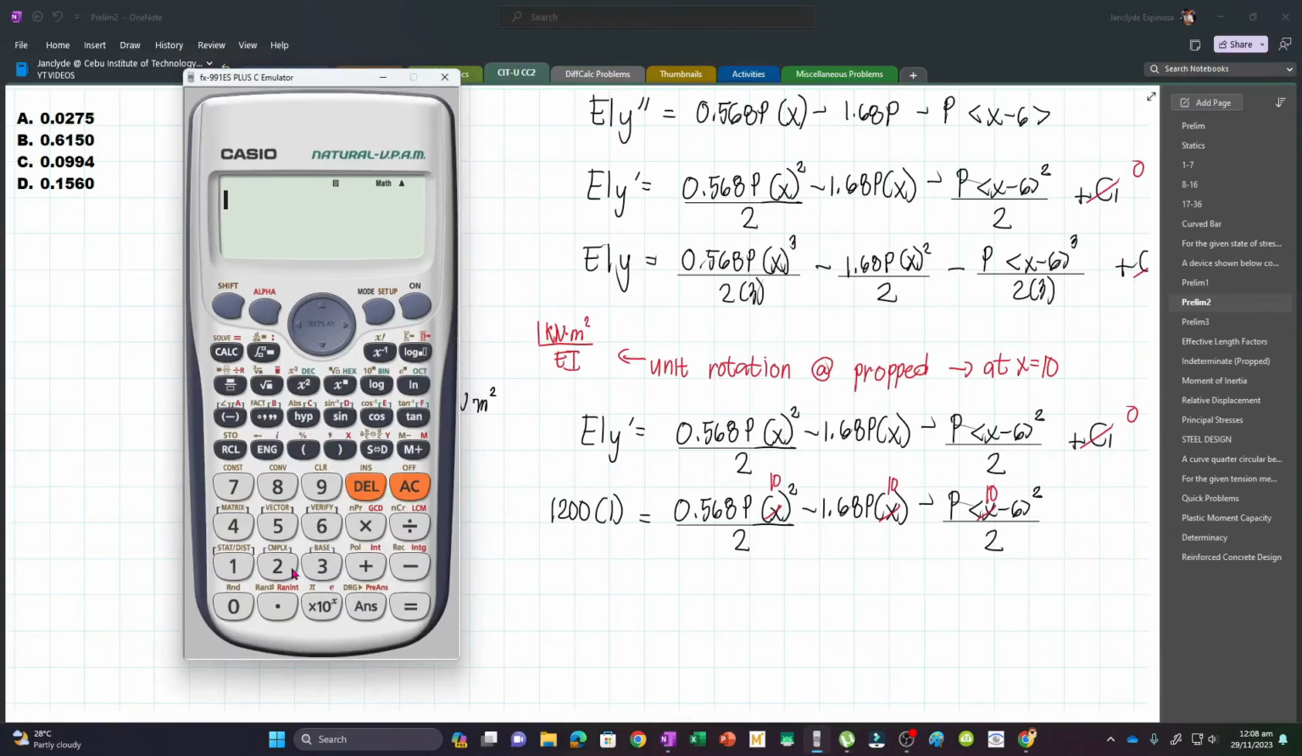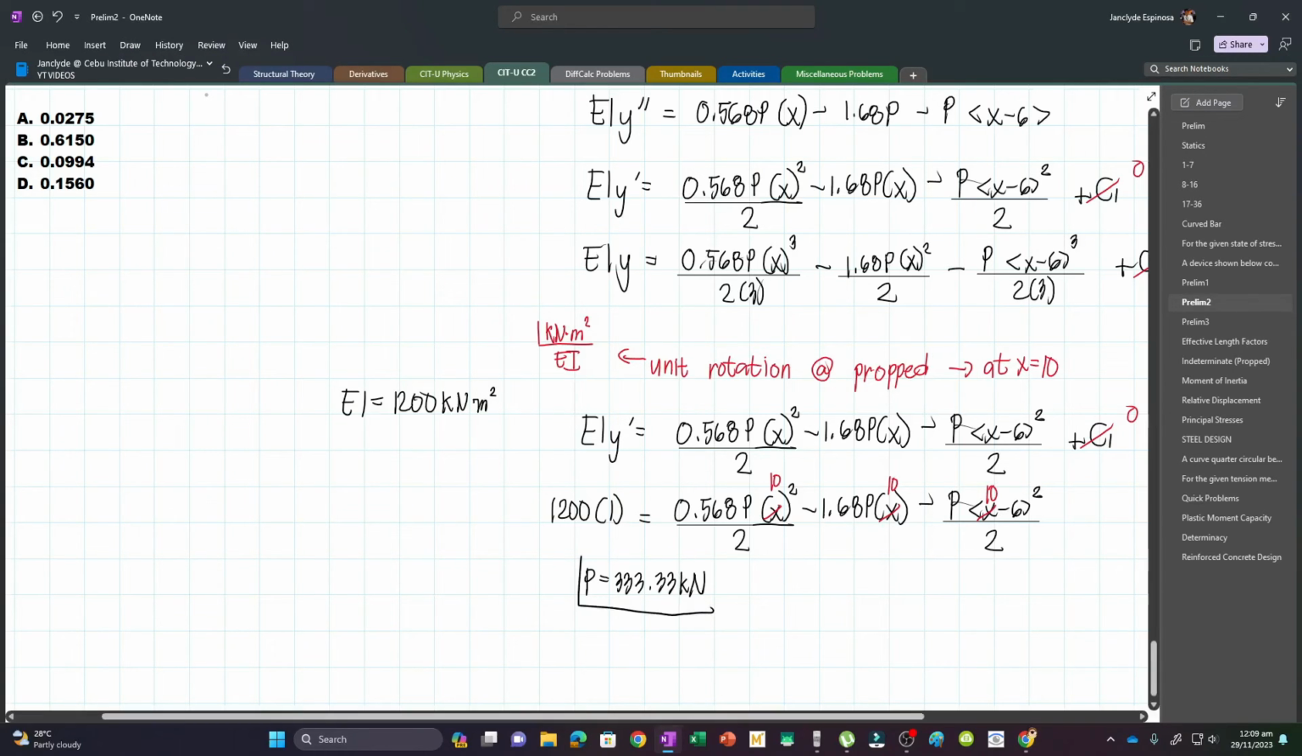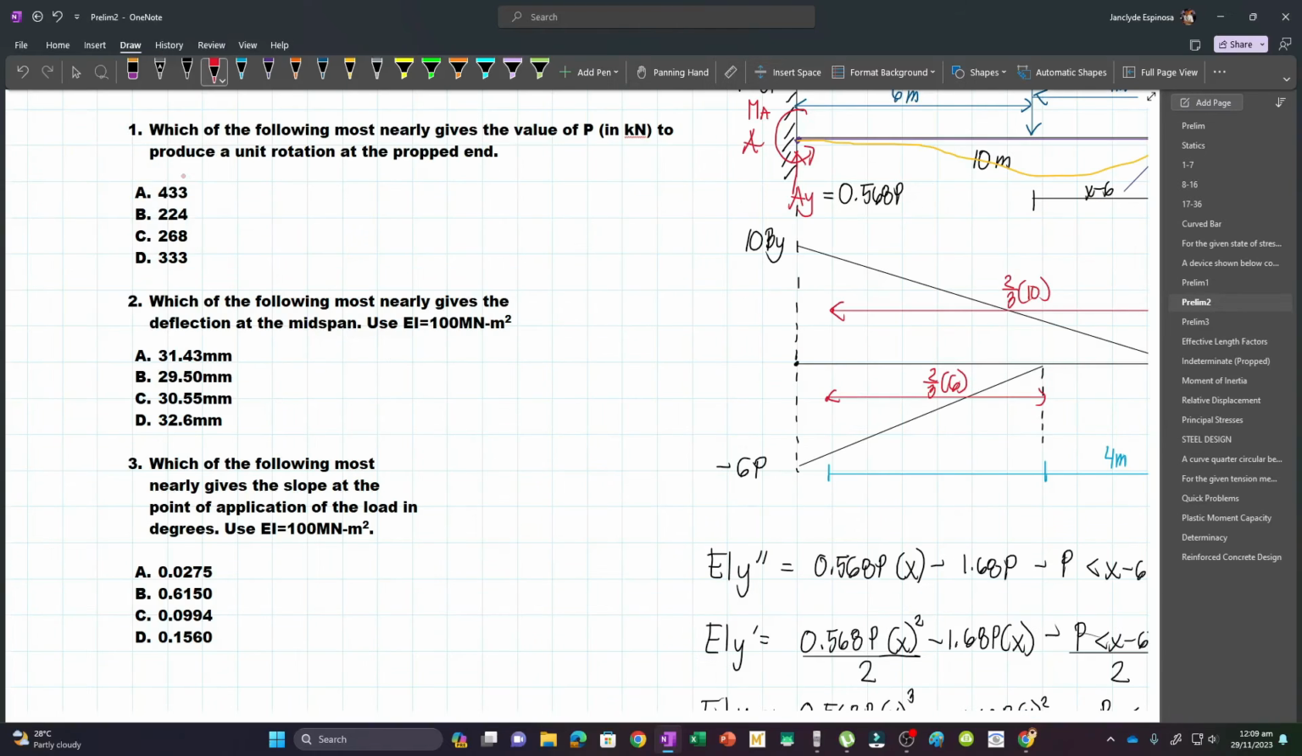Now let's try. So we have 1200 times 1, but you don't need to write that, is equal to 0.568p, which is our unknown, times 10 squared over 2, and then minus 1.68 times p times 10, and then minus (10 minus 6) squared over 2. That is our equation. And so press shift solve, and we get the value of p, which is 333.33 kN. And so this is our answer for number 1, which is letter D.